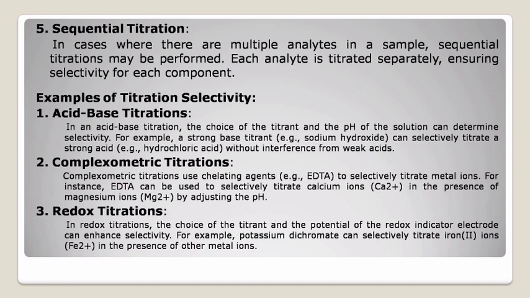Second, complexometric titrations. Complexometric titrations use chelating agents, for example EDTA, to selectively titrate metal ions. For instance, EDTA can be used to selectively titrate calcium ions, Ca2+, in the presence of magnesium ions, Mg2+, by adjusting the pH. Third, redox titrations. In redox titrations, the choice of the titrant and the potential of the redox indicator electrode can enhance selectivity. For example, potassium dichromate can selectively titrate iron ions, Fe2+, in the presence of other metal ions.